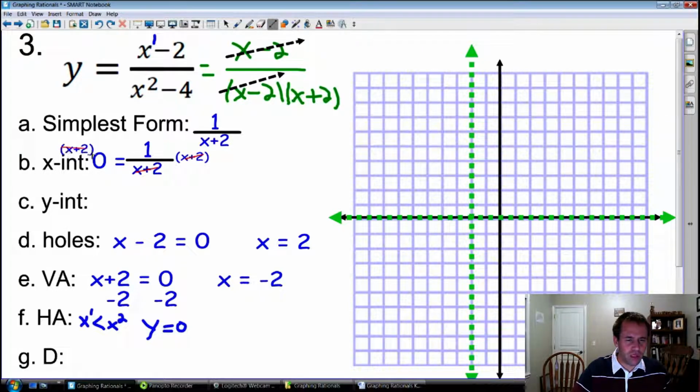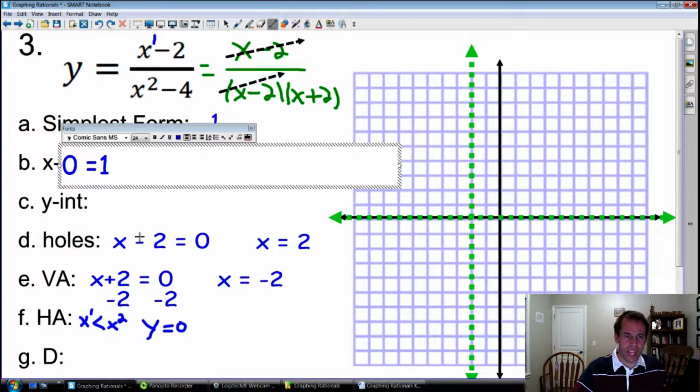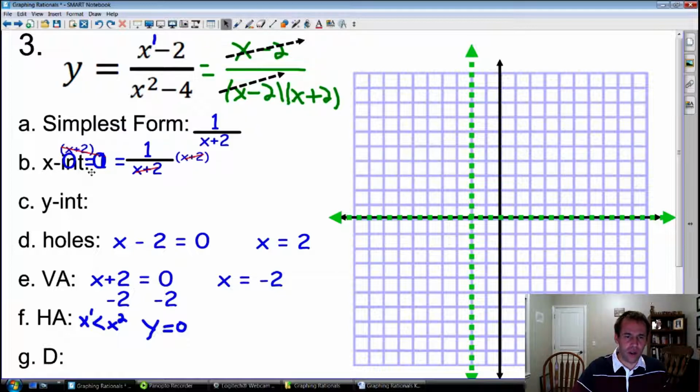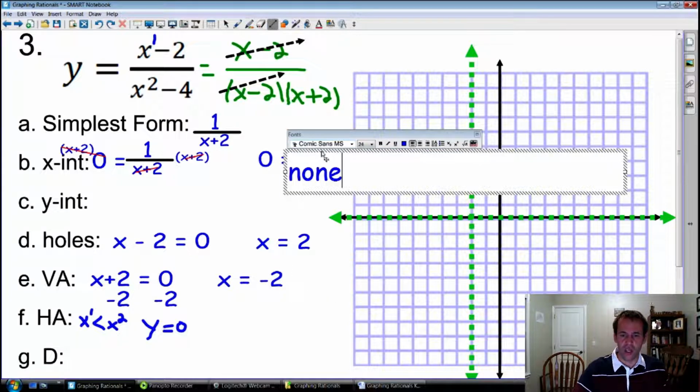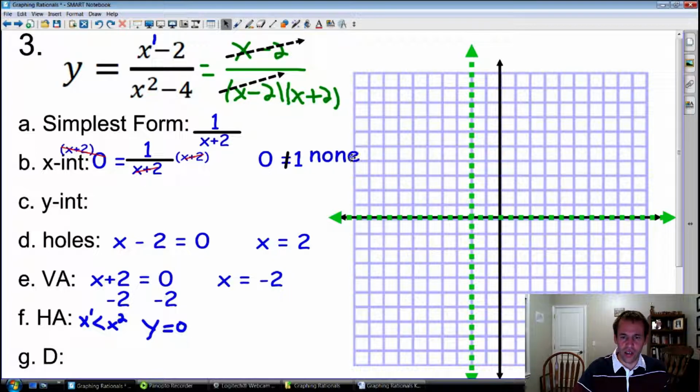And then x plus 2 times 0 is just going to be 0. So we're actually going to end up with just 0 equaling 1. And 0 equaling 1, that's kind of weird. That's not even going to make sense to us. So 0 doesn't equal 1, and so that means basically that there's going to be no x-intercept. N-O-N-E, none. And the reason why is our asymptote in this case.